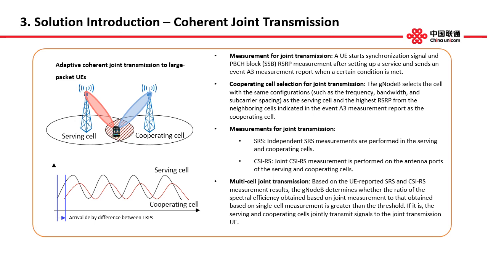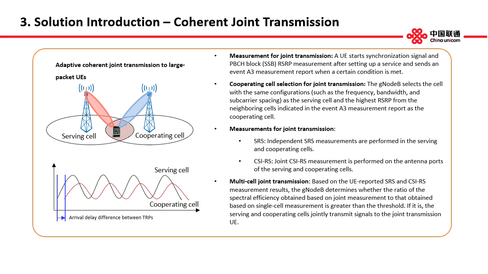Coherent joint transmission works in this way. First, measurement for joint transmission. A UE starts synchronization signal and PBCH block RSRP measurement after setting up a service and sends an event A3 measurement report when a certain condition is met. Second, cooperating cell selection for joint transmission. The NodeB selects the cell with the same configurations as the serving cell and the highest RSRP from the neighboring cells indicated in the event A3 measurement report as the cooperating cell.